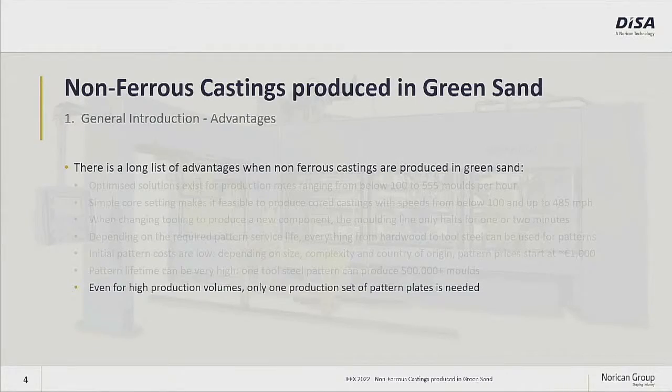So these pattern plate lives can be very high, as high as 500,000 or even more if we go for tool steel. This means that even at very high production volumes, we only need one set of production patterns. We don't need a number of toolings to be able to make the production.